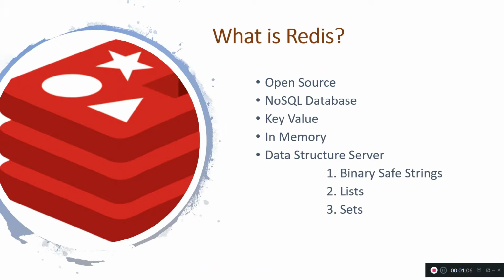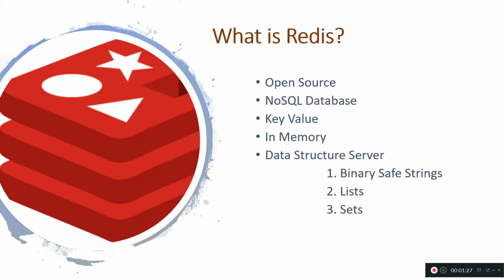So now the question arises, what is Redis? Redis is an open source NoSQL database, which means it does not support structured query language. It is a key value data store, unlike Postgres, which is table based, or Cassandra, which is another NoSQL database that is a wide column data structure.